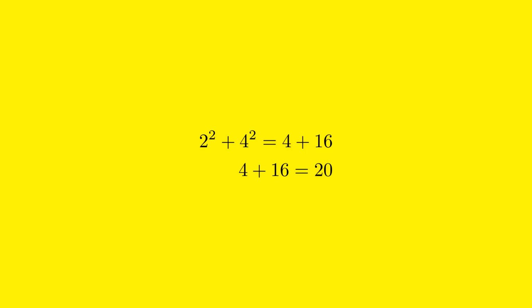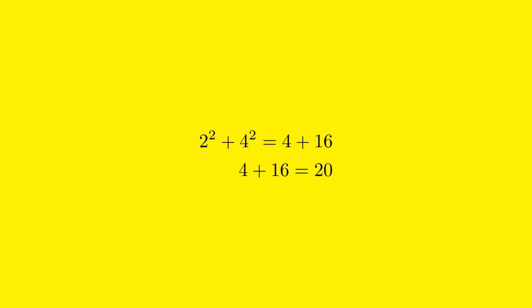To begin simplifying the integer exponent problem 2 to the power of 2 plus 4 to the power of 2, the first step is to understand and evaluate each exponent separately. First, let's consider the expression 2 to the power of 2. This means multiplying 2 by itself one time. So 2 times 2 equals 4. Therefore, 2 to the power of 2 equals 4.